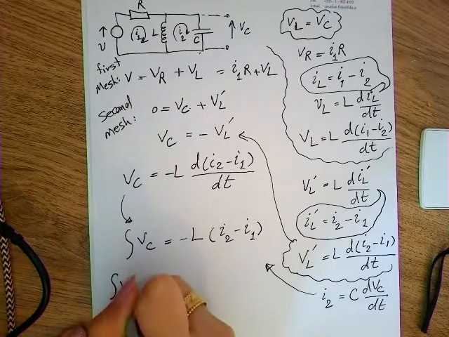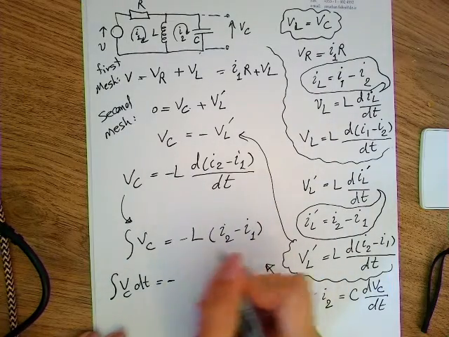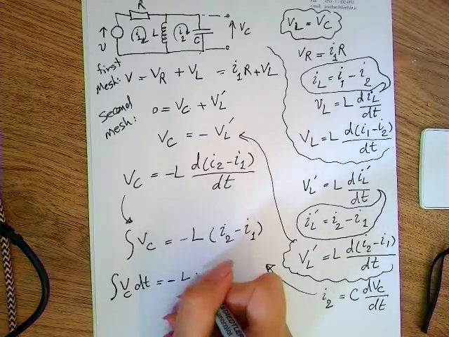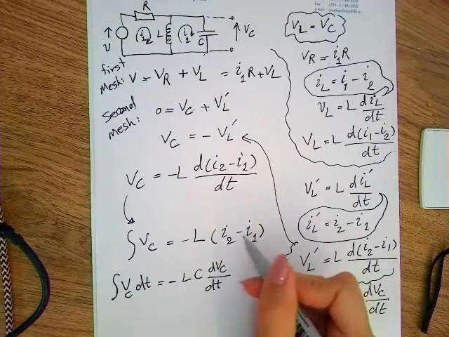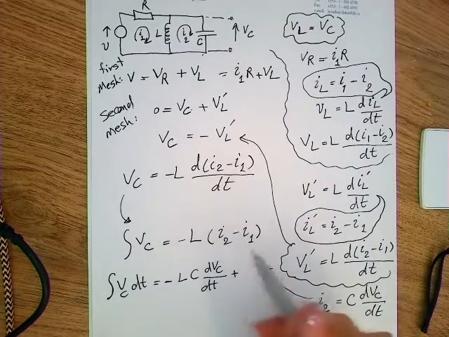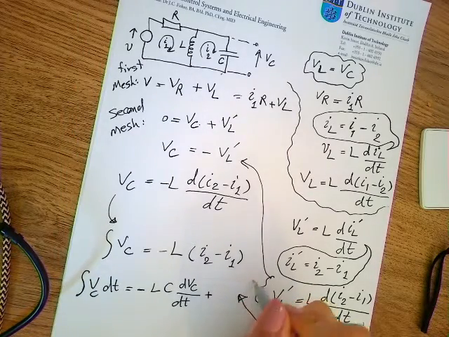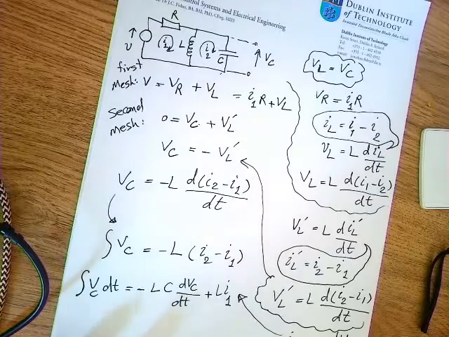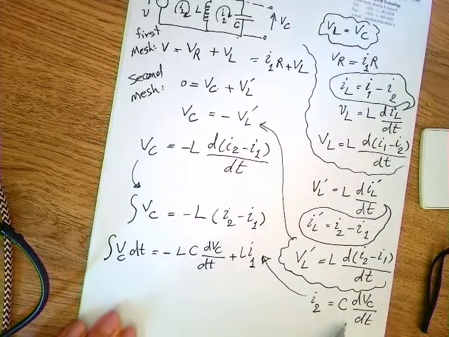Now, let's replace I2 here. Integration of VC stays on the left side, and on the right side, I am going to have, I separate them. So I will have my L is here, and then I have one C here, and I2 is derivative of voltage C over time, and then that subtraction and that minus sign, they cancel each other, and then the L comes there. So what I will have here is I1. So I just replaced the I2 with what I knew from the relationship for capacitor.